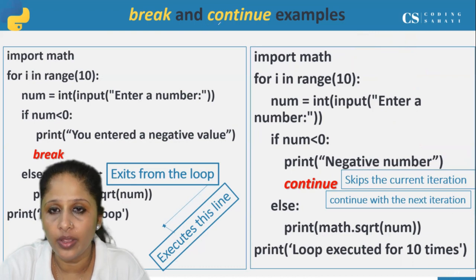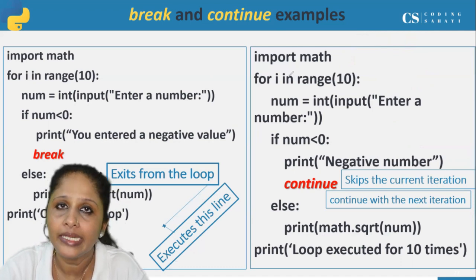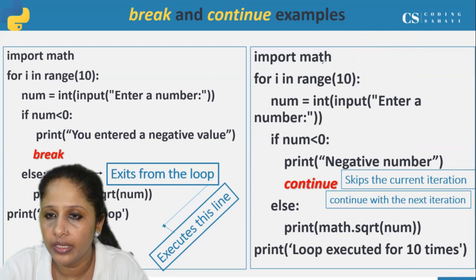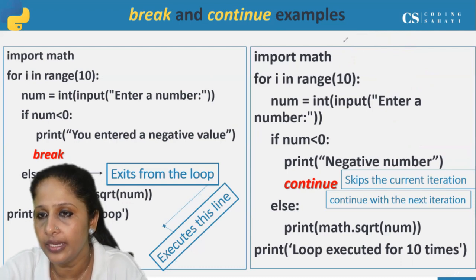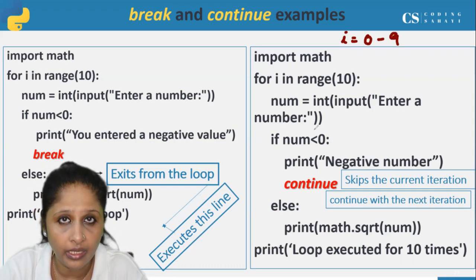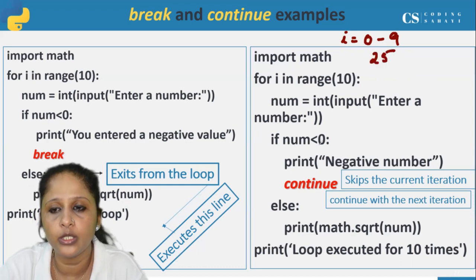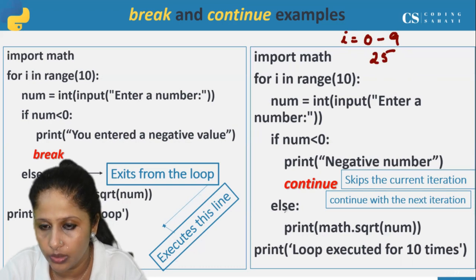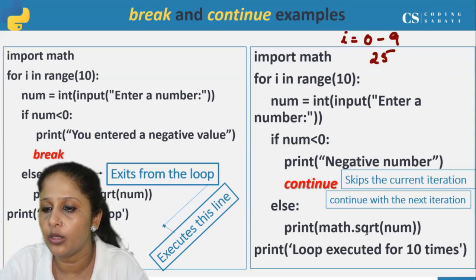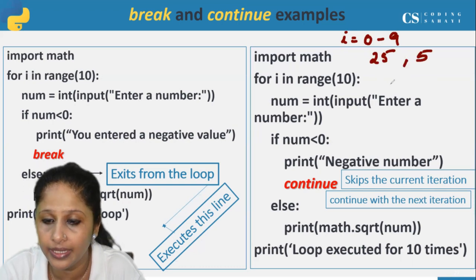So our next one is continue. Here, the same program I have written to find the square root of some random 10 numbers. Import math, then for i in range of 10, that is i value from 0 to 9. Then num = int(input("Enter a number")), that is we are inputting a value. For example, I entered 25. Then it checks whether 25 is less than 0, not satisfying. So it goes to the else part and prints math.sqrt(num). That means the square root of num is 5. So that will be printed there.